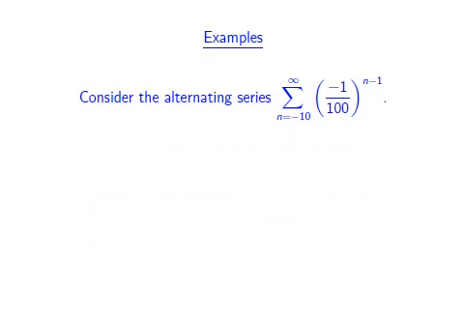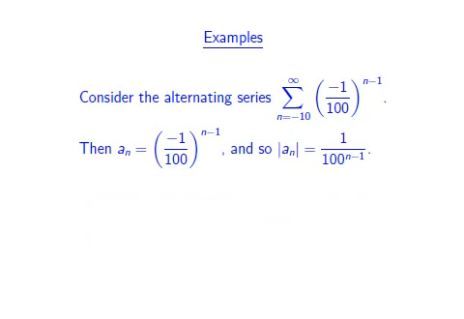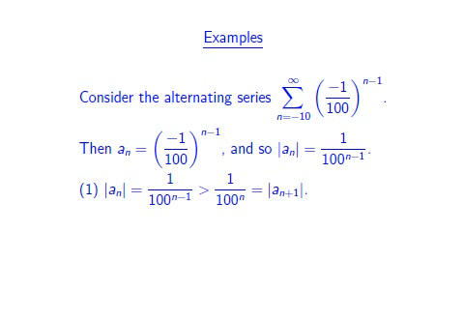Let us consider our final series. Here the underlying sequence is given by a_n equals (-1) divided by 100^{n-1}. Then the absolute value is 1 divided by 100^{n-1}. Let us check the two conditions of the alternating series test. The absolute value of a_n equals 1 over 100^{n-1}. This is greater than 1 over 100^n, which is the absolute value of a_{n+1}. Hence the first condition is satisfied.